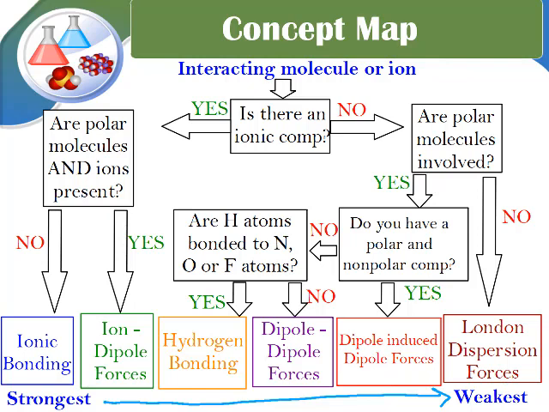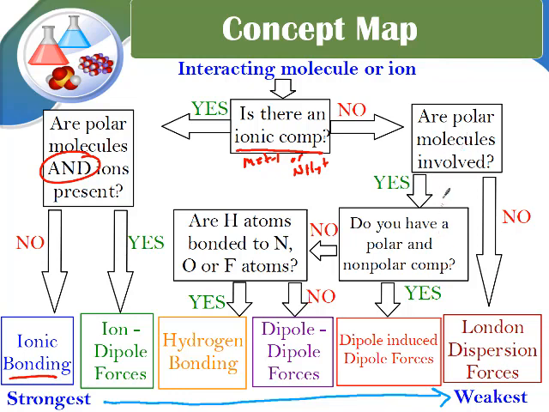To figure out what type of attractions you have, the first thing you want to ask yourself is, is there an ionic compound? We know it's ionic because it's going to start with a metal or ammonium ion. If you see an ionic compound, then it's got to either be ionic or ion-dipole. Do you have polar molecules and ionic present? Then it can be ion-dipole, because remember, ion-dipole had to be two different molecules. While if you don't have two different molecules, it's just going to be ionic. If it's not ionic, you say, well, do you have polar molecules? If you don't have polar molecules, it's got to be London dispersion. It's got to be nonpolar.